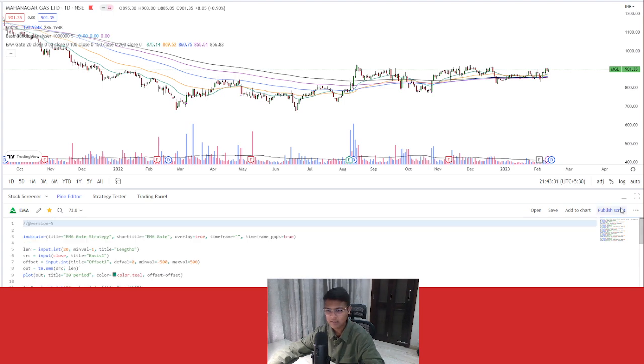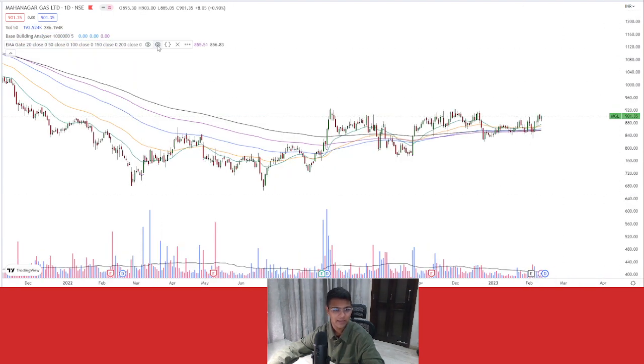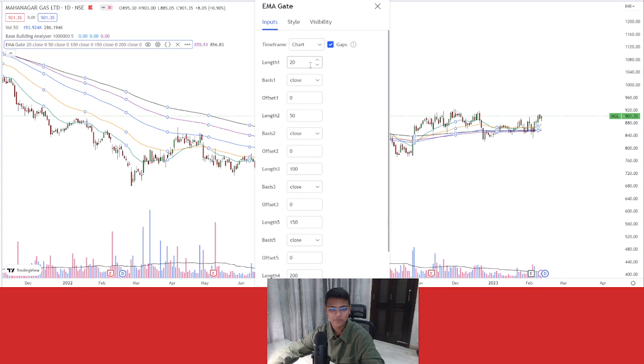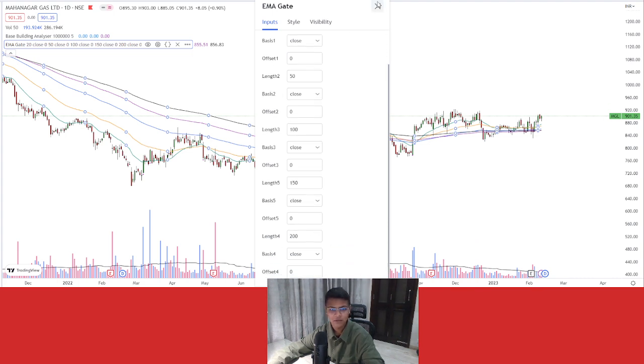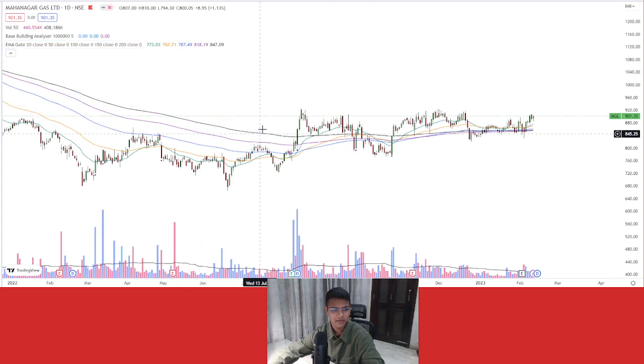These are exponential moving averages, and the time frames are the 20-day EMA, 50 EMA, 100 EMA, 150 EMA, and 200 EMA. The colors can be seen here: 20 days green, 50 days yellow, 100 days blue, 150 is purple, and 200 is black. That's basically it. I only use exponential moving averages as my primary indicator for trading. Other than that, I look into the price action before placing any trade.